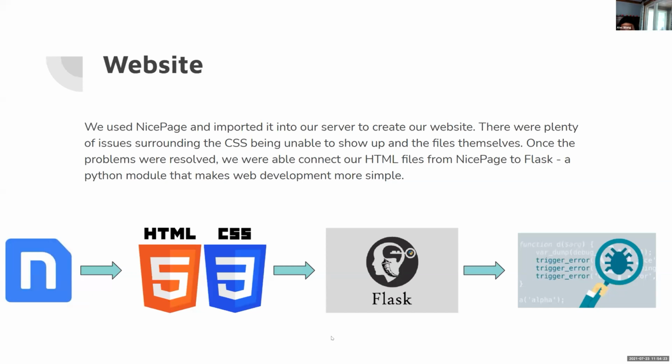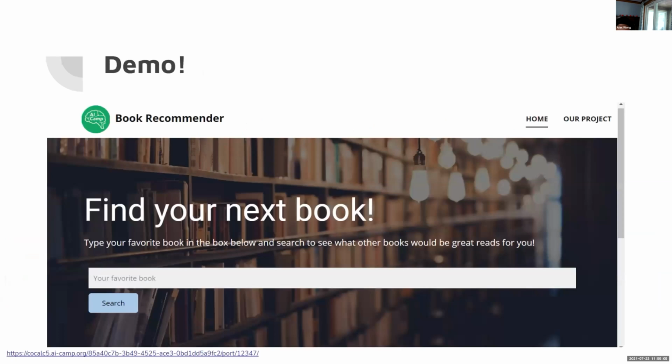For our website, we used the app NicePage to customize and create the design of our website and imported it into our server. There are many issues surrounding the inability for CSS, which is a portion that allows the website to show up properly in the browser, and there are also issues with the files themselves. But after exporting the HTML files from NicePage with the CSS successfully, we were able to connect the HTML files to Flask, which is a Python module that assists the web development process. After that, we debugged the integration of our book recommending function into our website. Speaking of our website, it will be deployed this evening at book-recommender.ai-camp.com. I'm going to hand it over to Izzy, who's going to demo our book recommender.